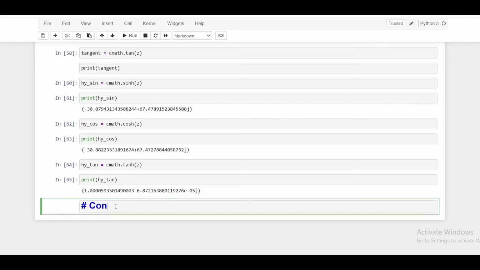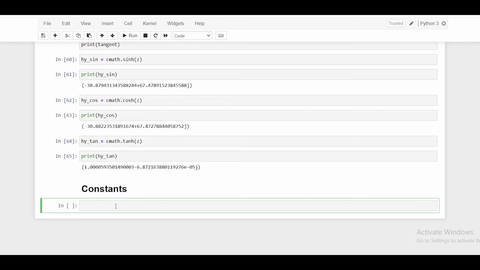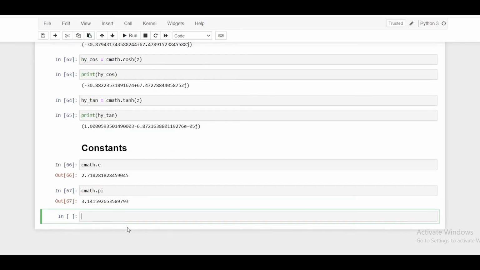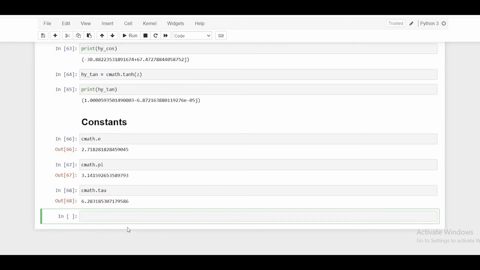So now let's see the constants which are present in our cmath module. The first constant we're going to take is cmath dot e, which gives you Euler's number, which is 2.718. Next we have cmath dot pi, which prints out 3.1415965. Next we can also print out dot tau, which prints out the tau value, which is 6.283185.